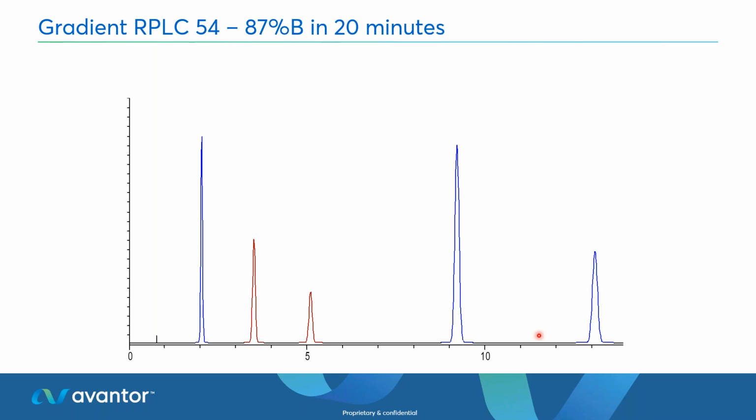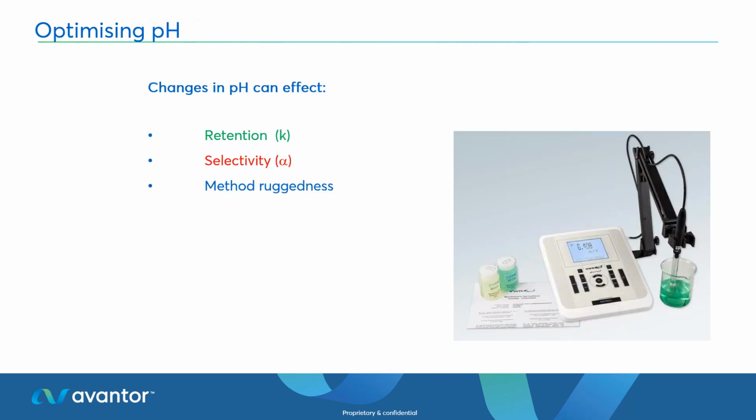So the final section I just wanted to mention was buffers, and really looking at pHs because they're very important, and that's what our buffer is there for. It's there to keep a consistent pH. When we change the pH, we again change those factors in the resolution equation. So we change selectivity and retention, and that has also a really significant impact on the method robustness or the method ruggedness.